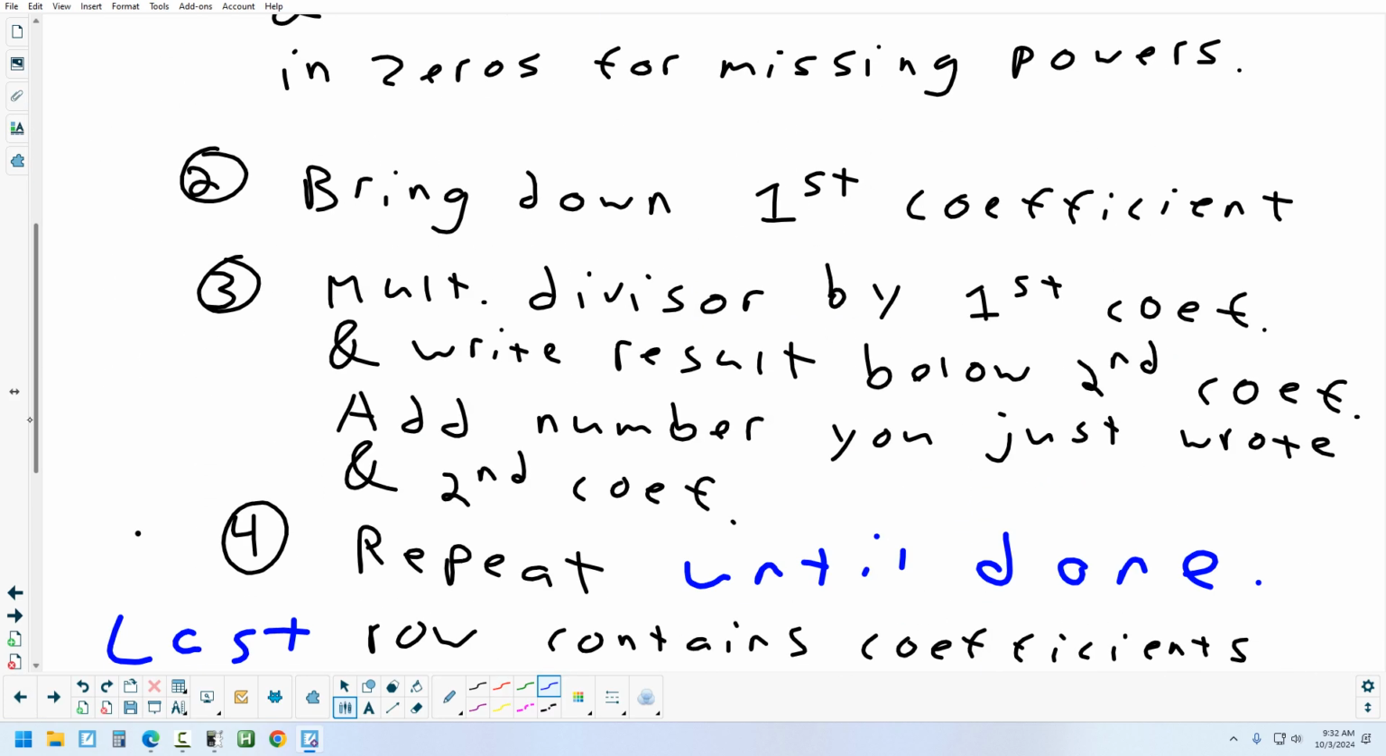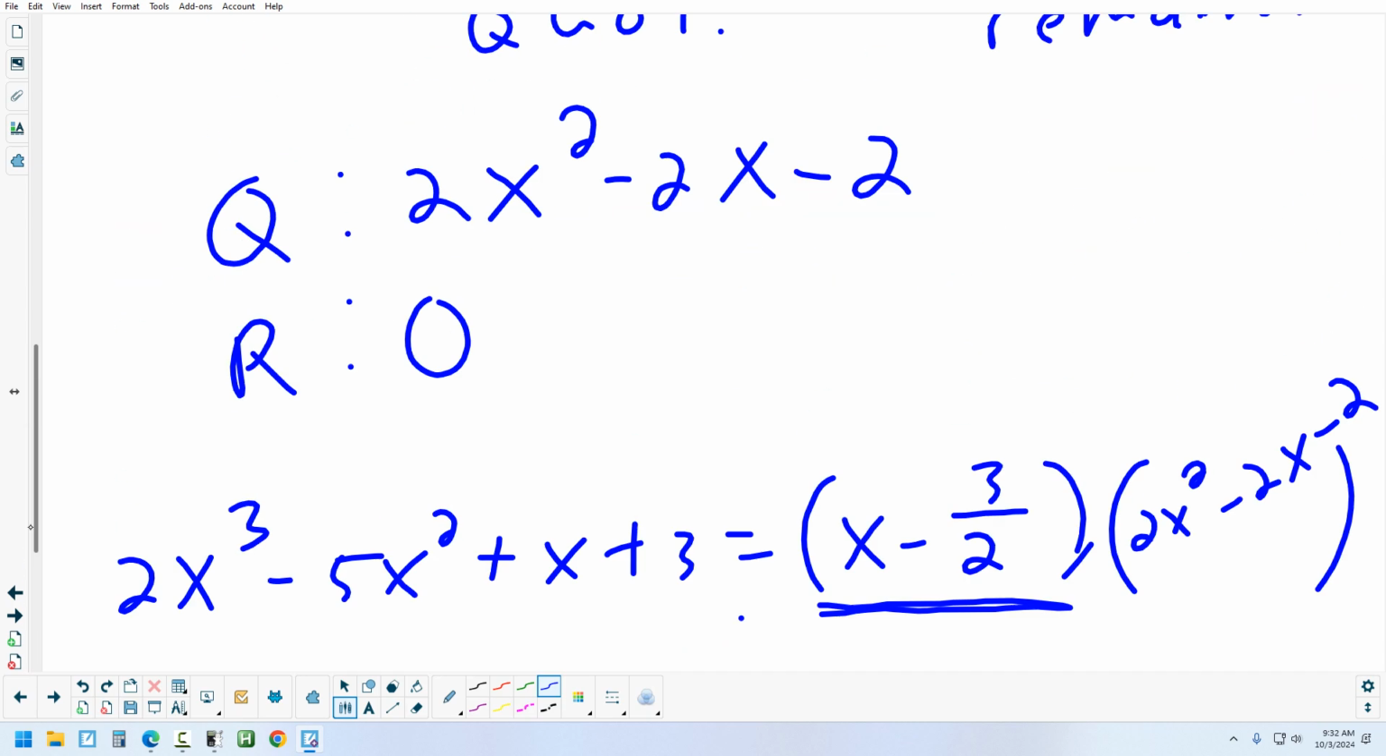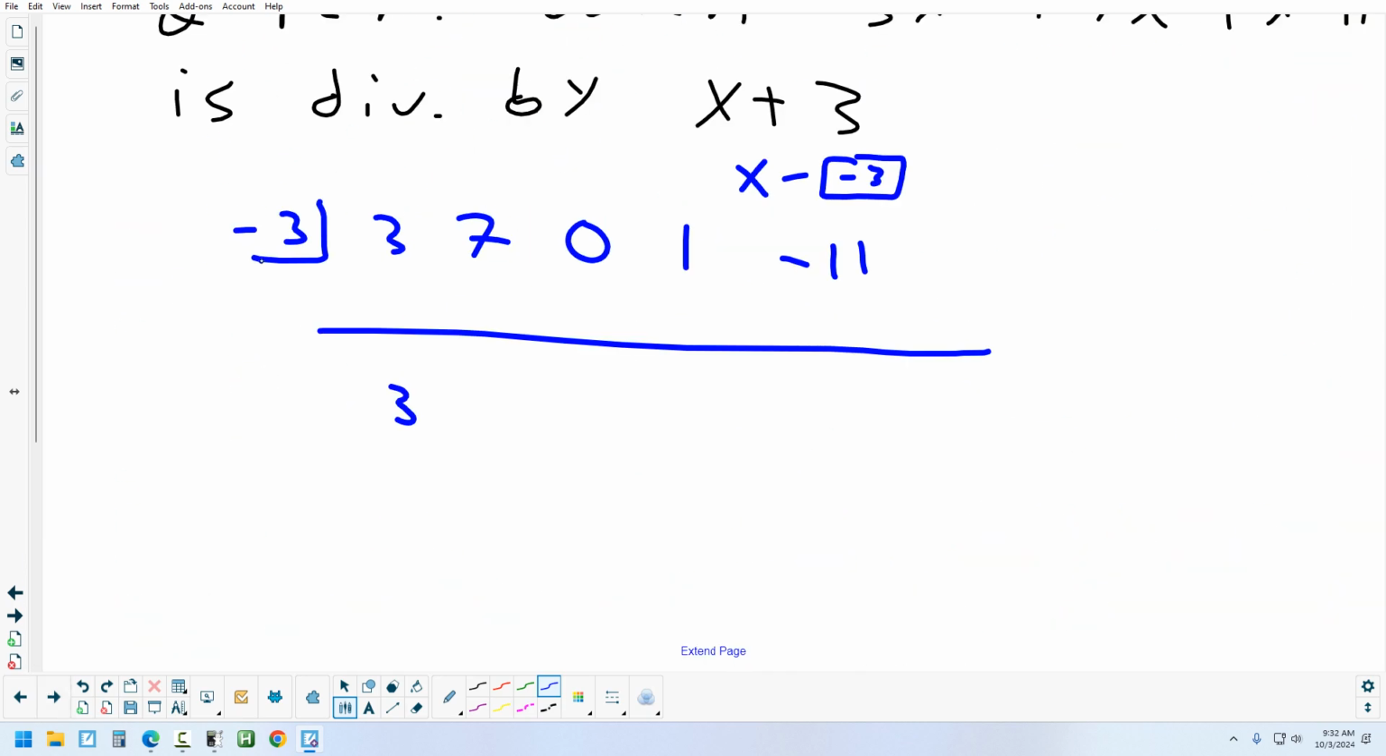So we brought down the first coefficient. Yep. Multiply the divisor by the first coefficient. Go to the board. Negative 3 times 3 gives me negative 9. Okay, so we got that. What do I do with this column of numbers now? Add them up. So negative 2.